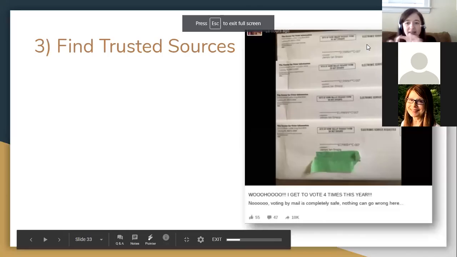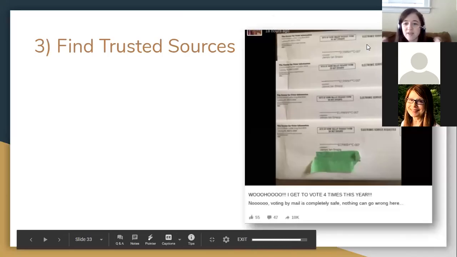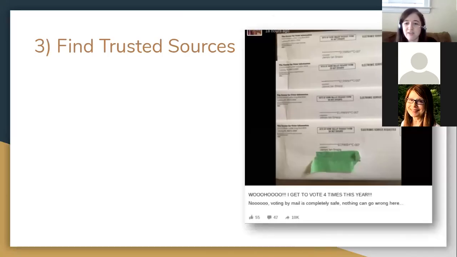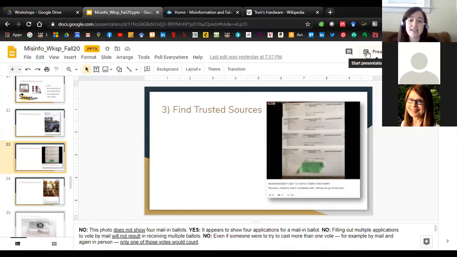They look kind of like ballots. And it says, "Woohoo, I get to vote 4 times this year. No, voting by mail is completely safe. Nothing can go wrong here." It's very sarcastic. So one thing you can do if you're not finding it in Snopes or elsewhere, you can just Google this claim. And you may not get the exact answer that you're looking for.